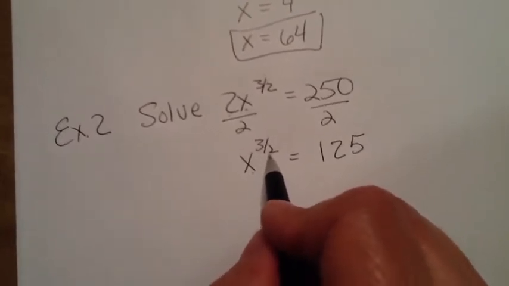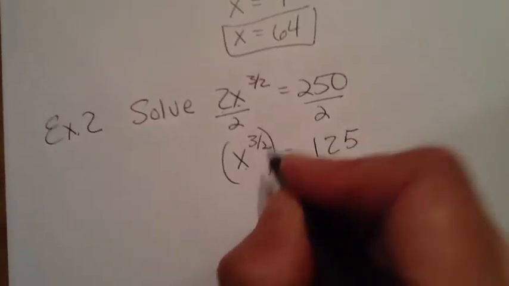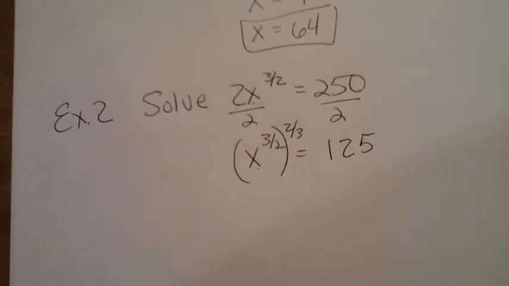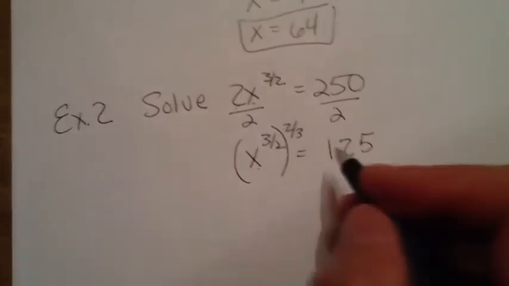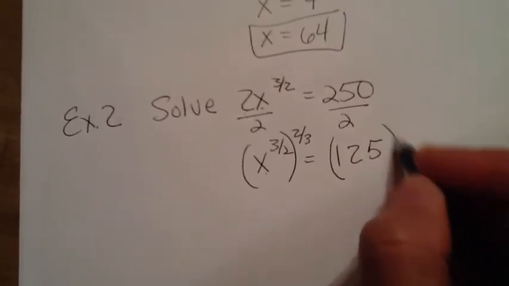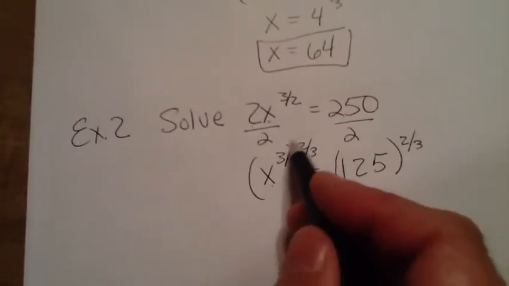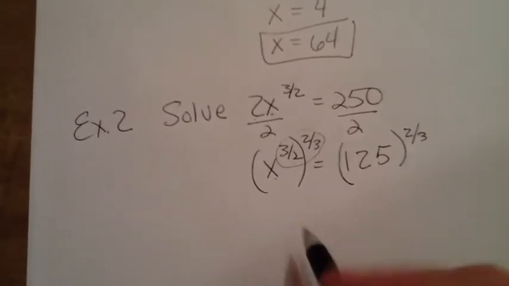Now I got to get this to be just an x. If it says 3 halves, I'm going to raise this to the 2/3. I want to make it a 1. So I take the reciprocal. And that means I have to take this and raise it to the 2/3. Multiply this out. 6 over 6, so you get an x here.